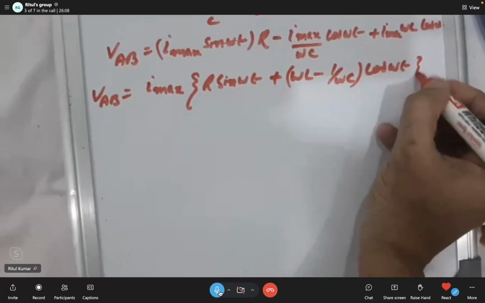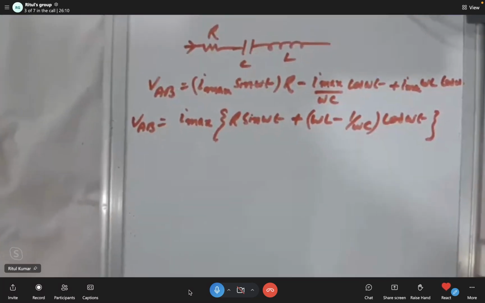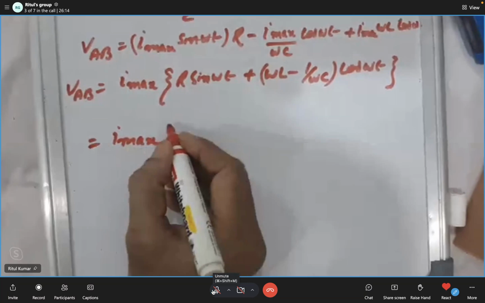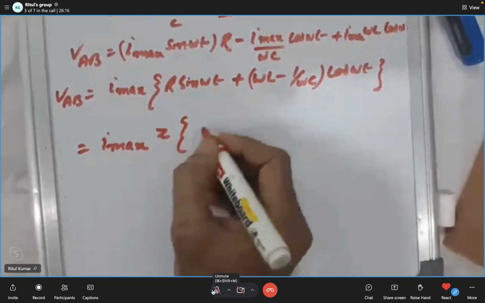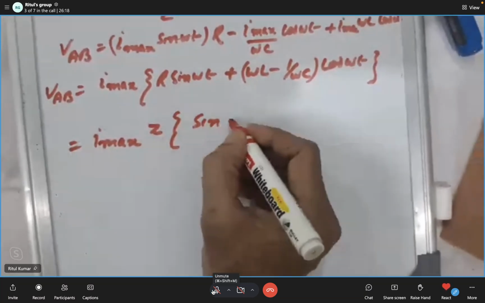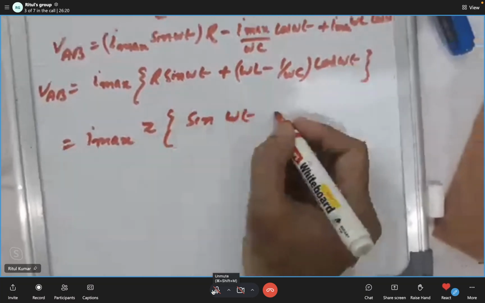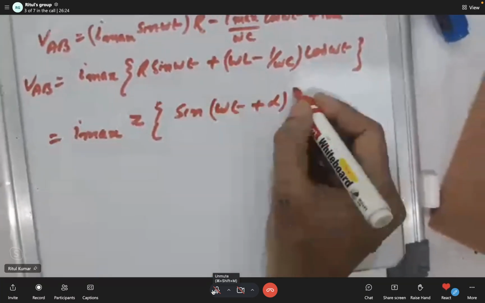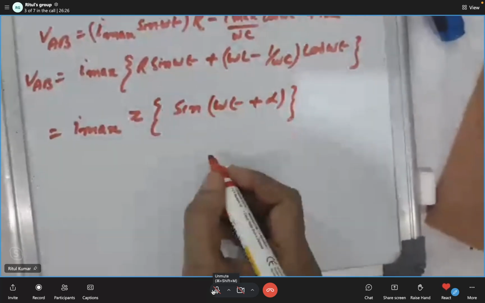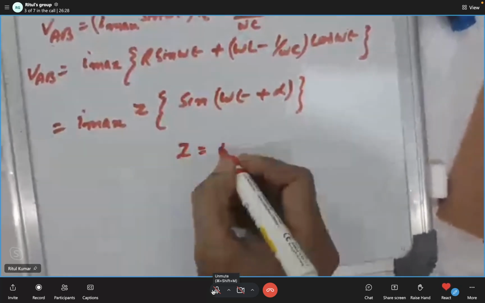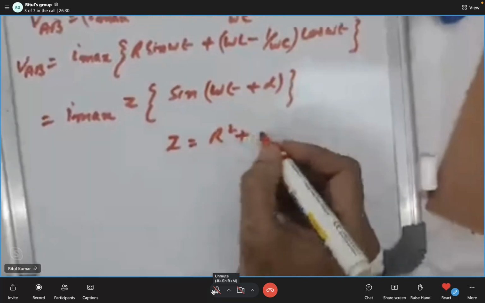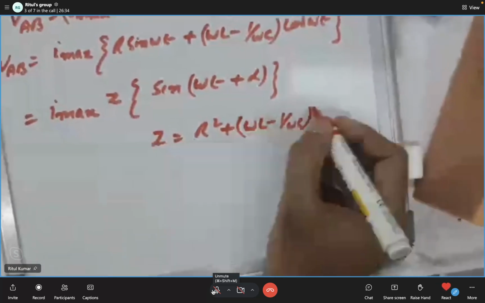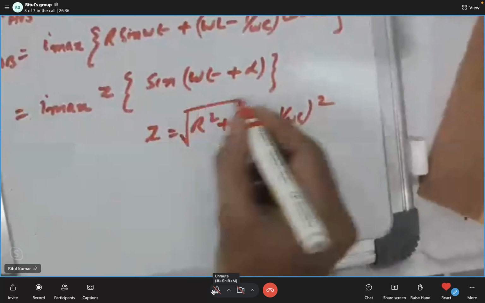Yes, sir. So what do we get? Imax, we can write Z over here, bracket open, sine omega t plus alpha. What is Z? Z is the root of R square plus omega L minus 1 by omega C whole square.